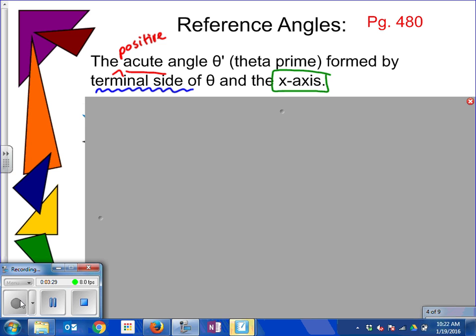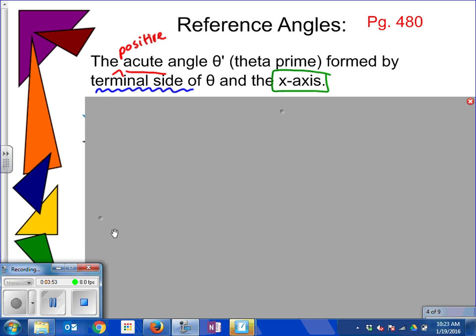A rookie mistake when finding reference angles is to go back to the y-axis. So we want to try to avoid that. Be aware of that. That's a common thing for people to do. We don't ever want to go back to the y-axis. We want to go back to the x-axis in the shortest amount of degrees as possible.